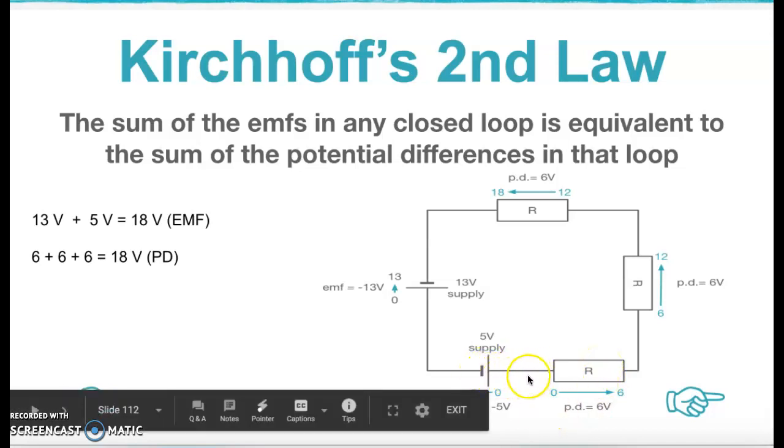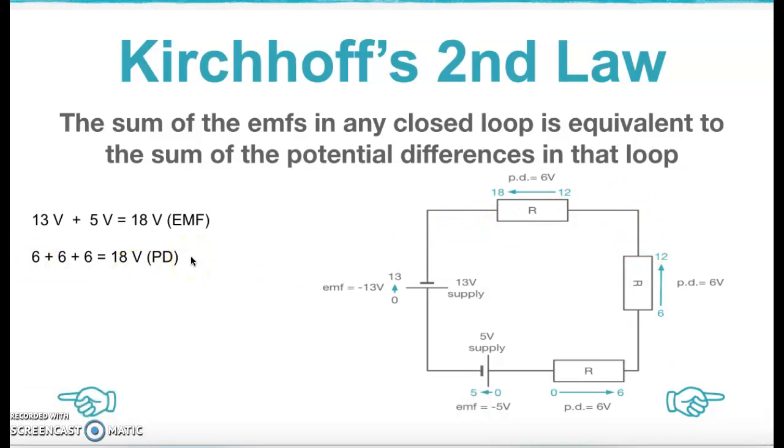As I go round the circle using conventional current, I can see that this is 6 volts plus 6 volts plus another 6 volts, right? So what I've got here are 6 plus 6 plus 6. I add these up and I've got 18 volts. I can see that Kirchhoff's second law is well and truly respected because the EMFs equal the PDs.